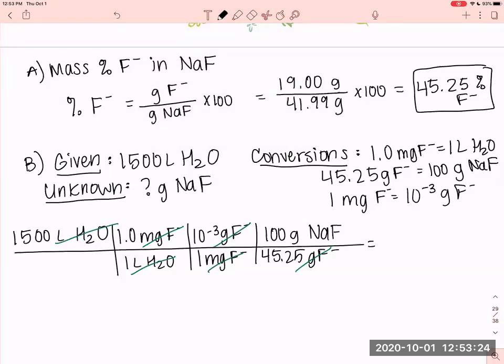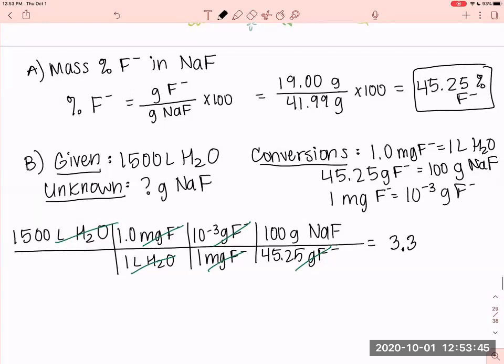So 1500 times 1.0 times 10 to the negative 3, which is the same as dividing by 1,000, times 100 divided by 45.25. Looks like we need only a tiny 3.32 sig figs for that 1500 and for that 1.0 grams of sodium fluoride per one whole 1500 liters of water. So it's a very, very small amount of sodium fluoride that they put into our water supply.